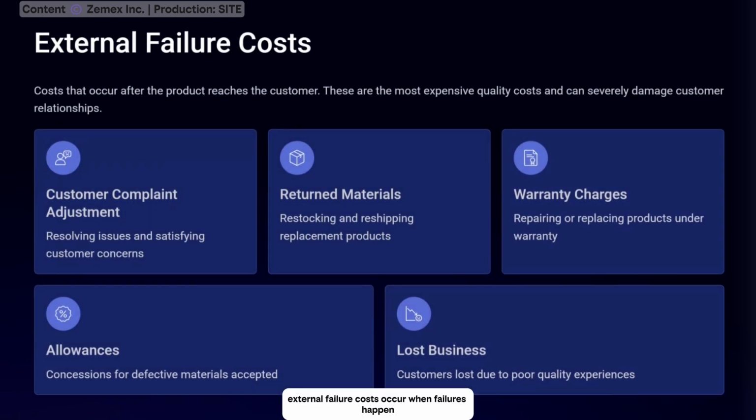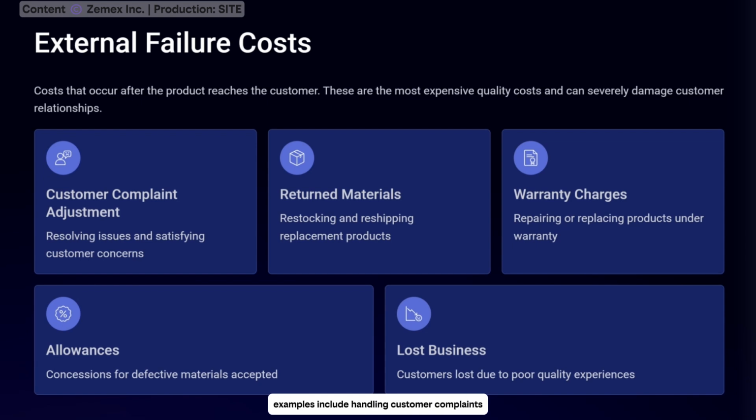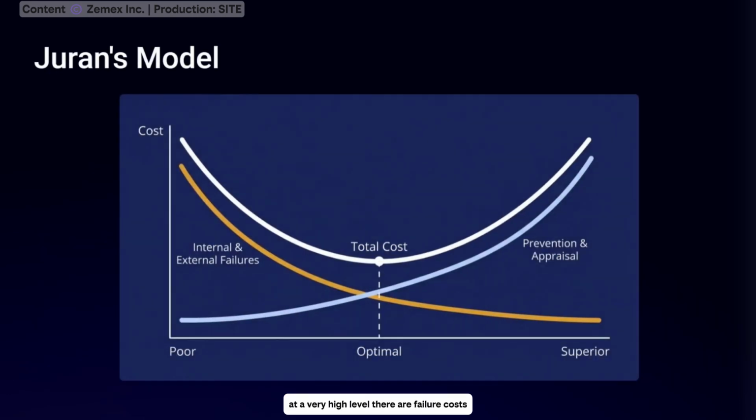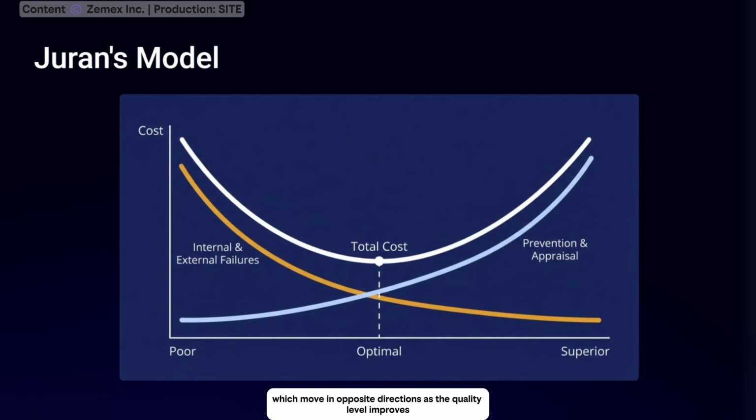External failure costs occur when failures happen outside of the organization's boundary. Examples include handling customer complaints, processing returned materials, and covering warranty charges. In the worst case, these issues can lead to lost business opportunities due to quality problems. Therefore, at a very high level, there are failure costs, both internal and external, and prevention and appraisal costs, which move in opposite directions.